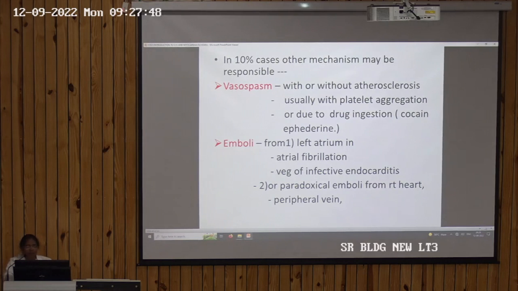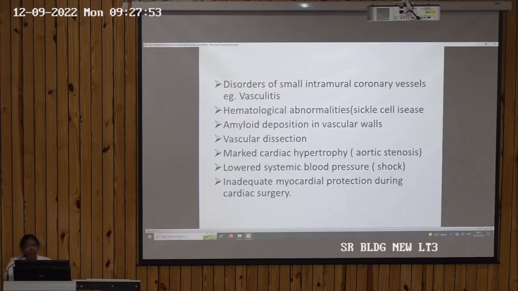Then there may be emboli coming either from the left atrium or paradoxical emboli from the right heart. There may be disorders of small intramural vessels like vasculitis, in sickle cell disease, because the RBCs are of abnormal shape and they clog the arteries. Then there may be amyloid deposition, vascular dissection, cardiac hypertrophy, or a very important cause, lowered systemic blood pressure or shock. This is also a major cause of ischemia.